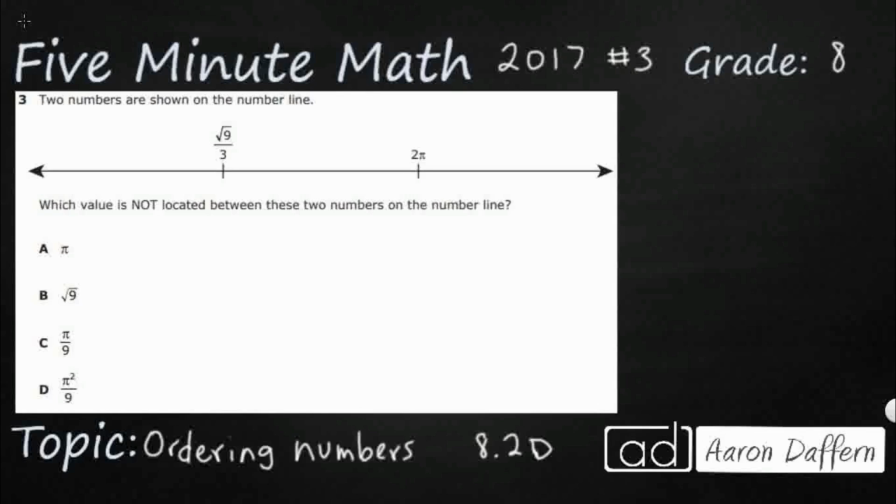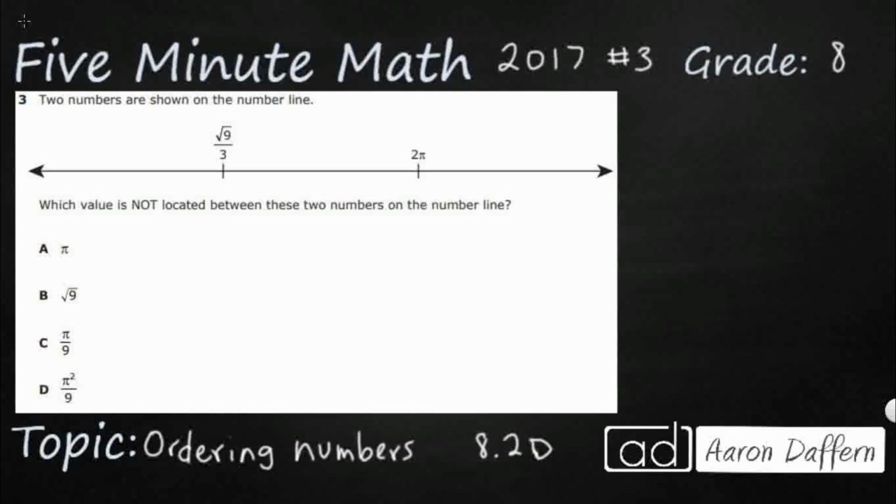Today we are looking at the 8th grade concept of ordering numbers. This is standard 8.2D in the great state of Texas, and we are using item number 3 off the 2017 released STAAR test. If you have not done so already, please go ahead and take a moment to pause the video, work this problem out on your own, unpause it, and we will look at our answers together.